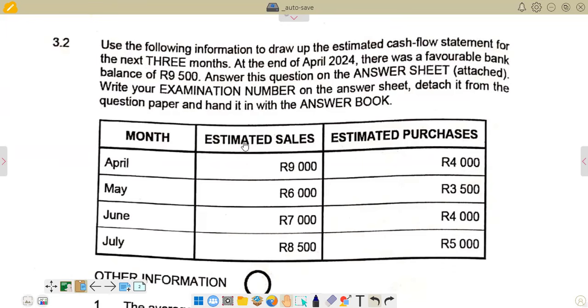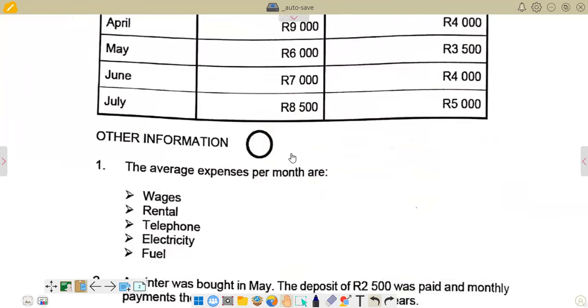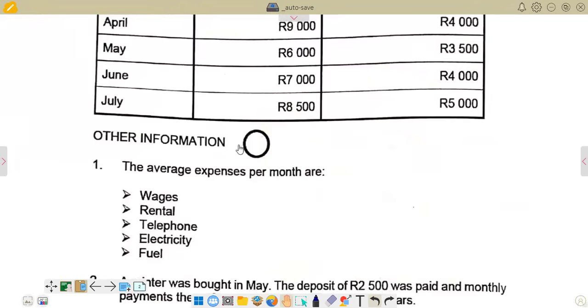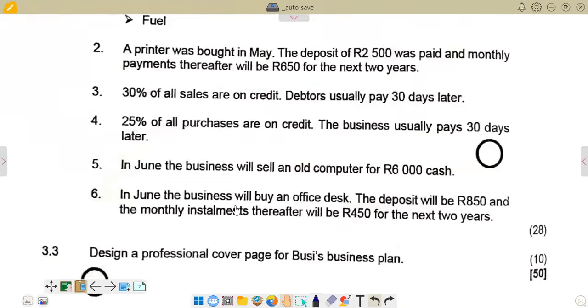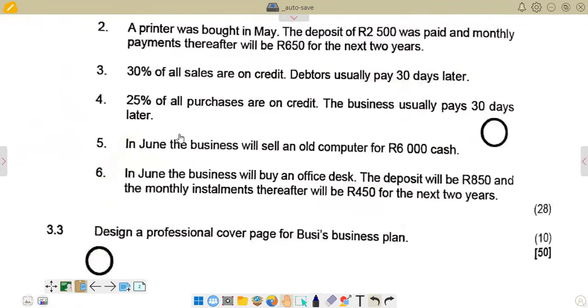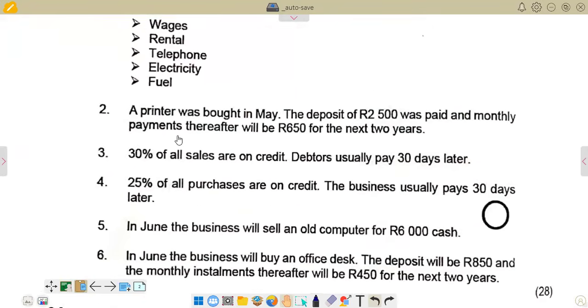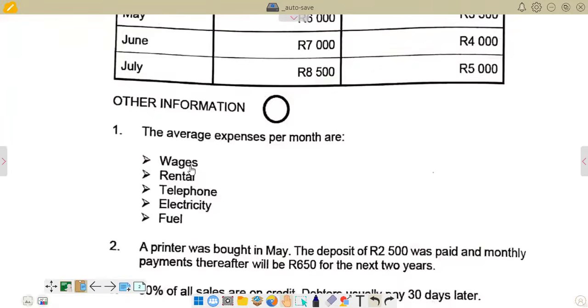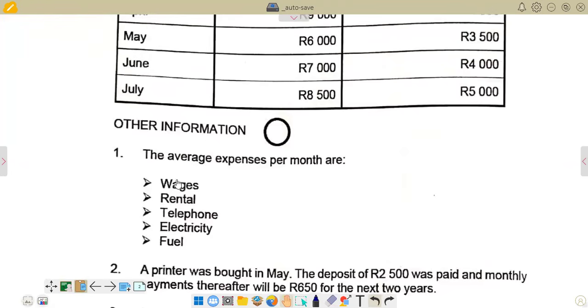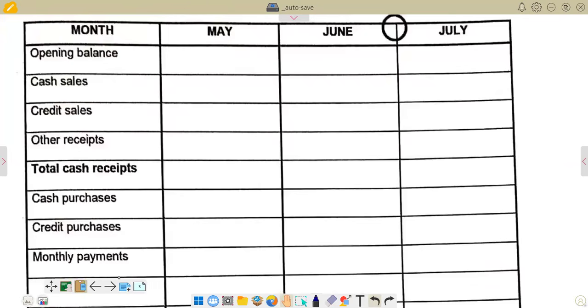Then we're given a table with a column of month, estimated sales, and estimated purchases. If you go down, you'll see that we've got other information, ranging from information 1 to information 6. What is important is to go through this other information so that we can make the adjustments. But before we do that, we can go through our answer section.